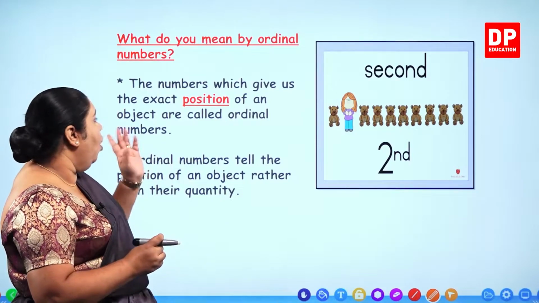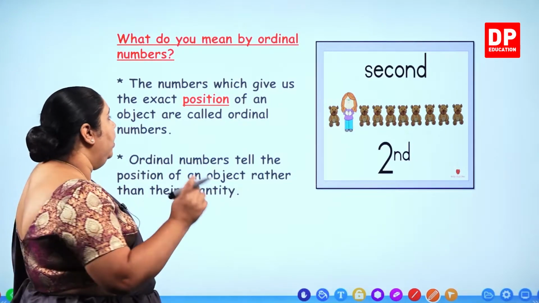Right? Of an object are called ordinal numbers.